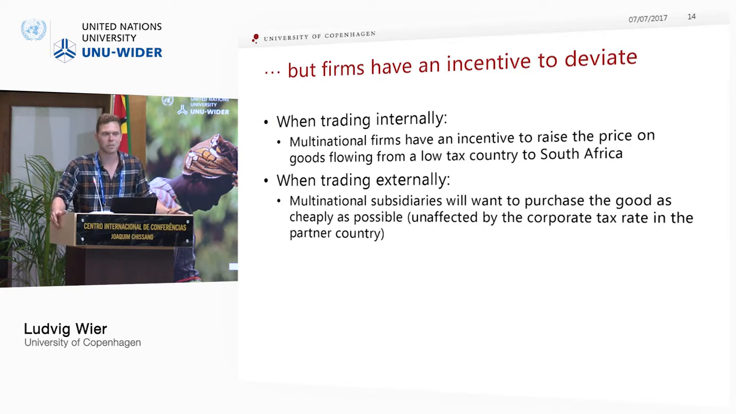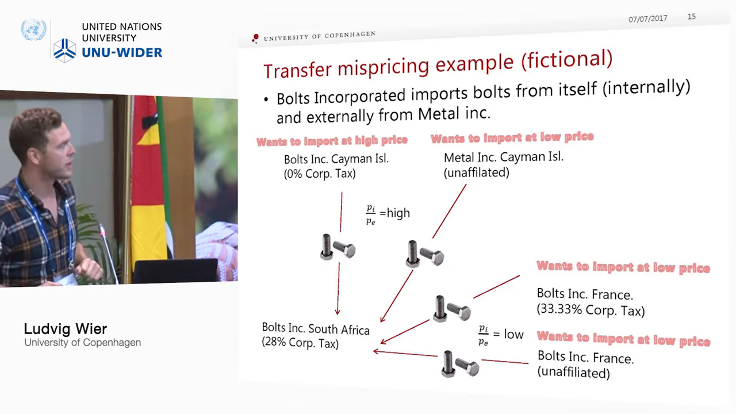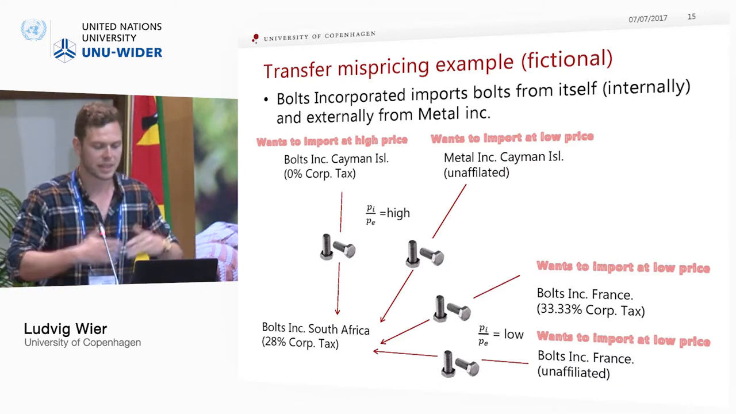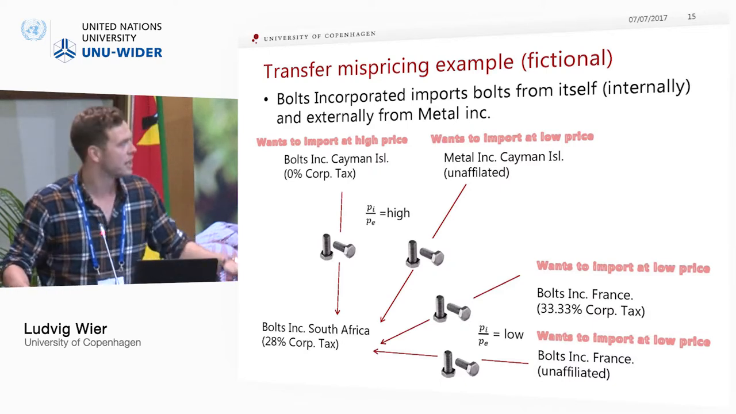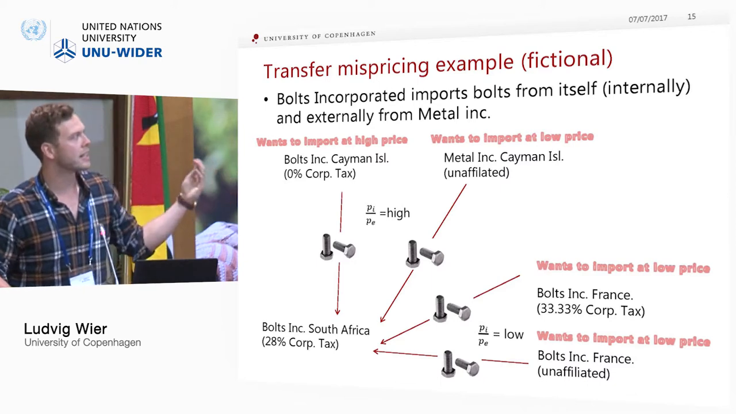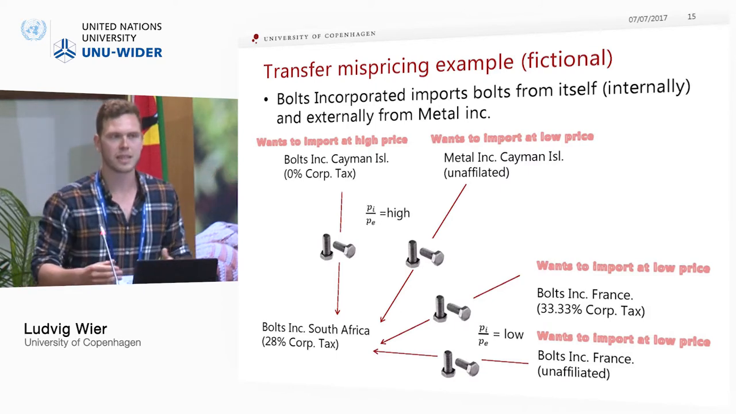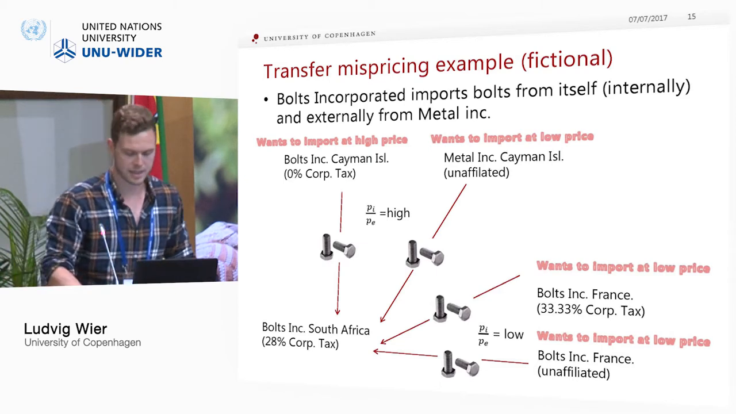When I'm trading externally, I really don't want to pay $1 million for that book, because why would I do that? I want to buy the cheapest inputs possible. And as you can see, that really creates an incentive to have a wedge, a tax wedge, between these two types of transactions. So here I just put a fictional example of what we're expecting. If you imagine a company only trading in bolts, buying them externally and internally, then we expect that the internal price will be really high compared to the external price when they're importing from low tax destinations, and this won't be the case when they're importing from high tax destinations.